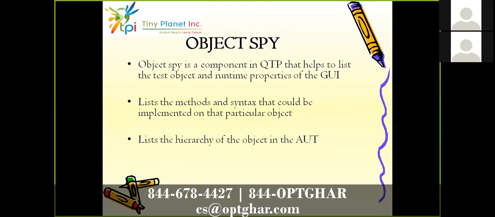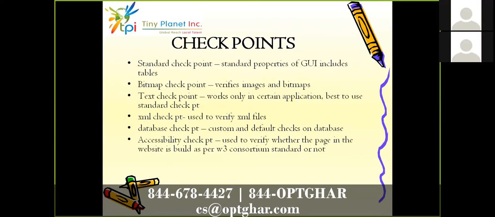Next, we have a beautiful concept called checkpoints. We have different types of checkpoints: standard checkpoint, bitmap checkpoint, text checkpoint, XML checkpoint, database checkpoint, accessibility checkpoint. The main purpose of a checkpoint is, for example, you are automating a Gmail application, you are giving the username, entering the password. Once you click on login, it will take you to the inbox dashboard, and in the right side column you are interested to check that it is logged in with the proper username which you have entered in the username field.